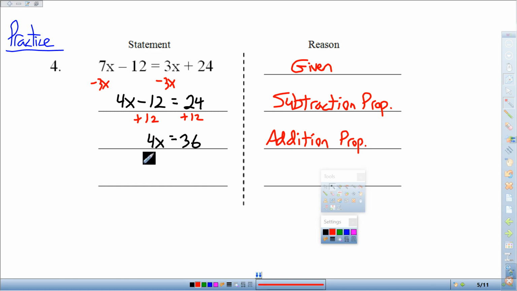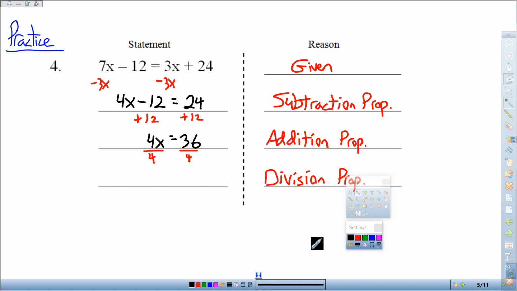Last thing, getting rid of 4. It's being multiplied, so we're going to divide. All right, we just used the division property, so that's our next reason. All right, and it looks like, well, we're going to get x equals 9. Okay, so yeah, that's the process.